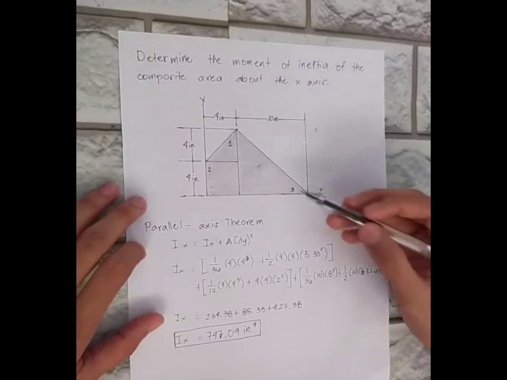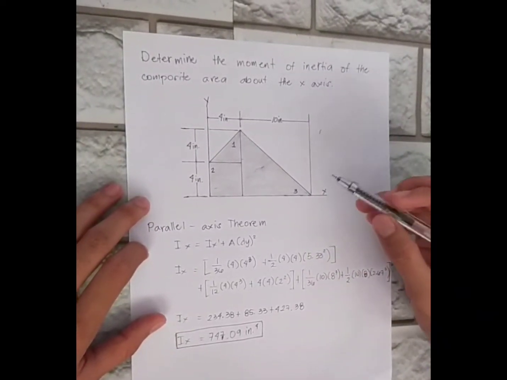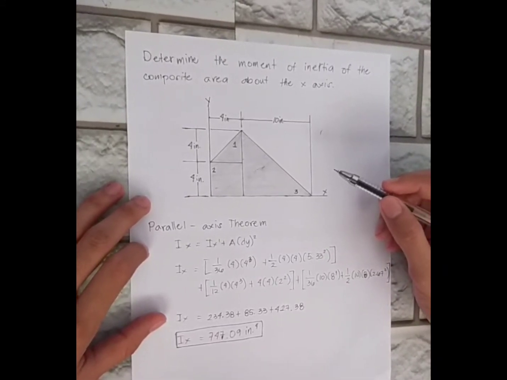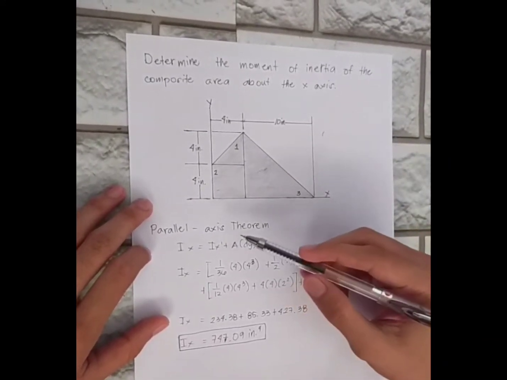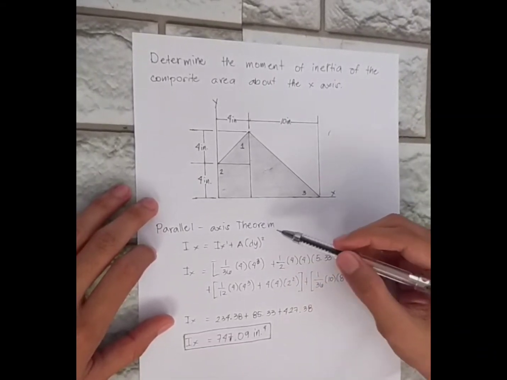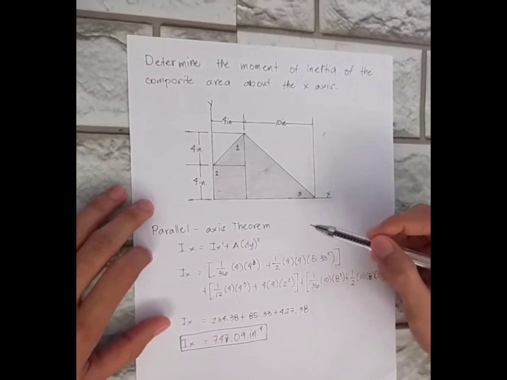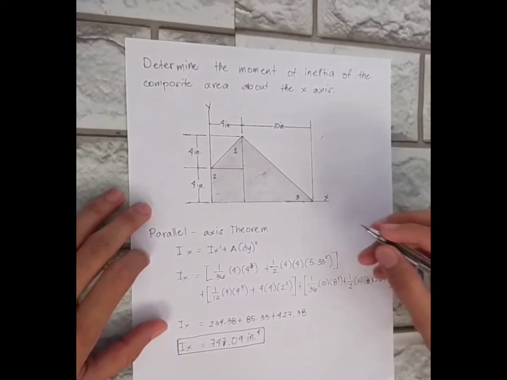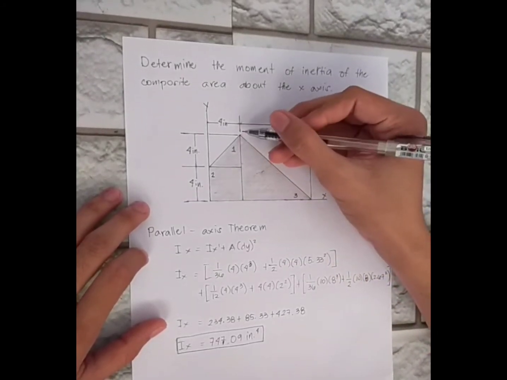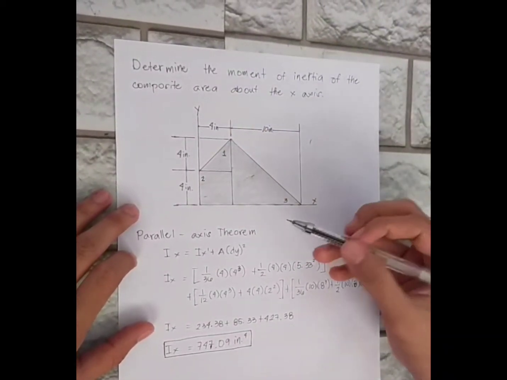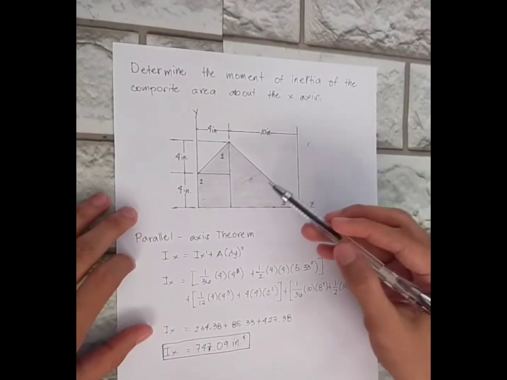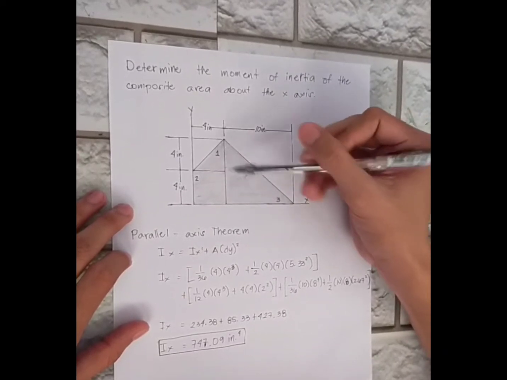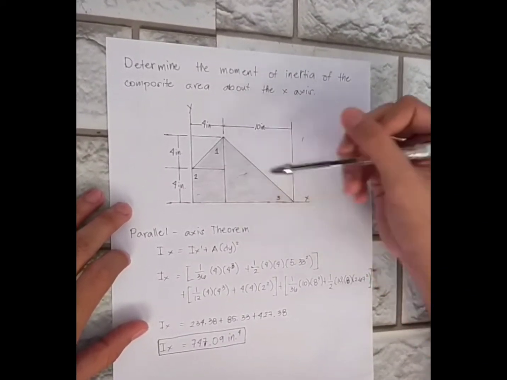Parallel axis theorem. Now, this is our second problem, to determine the moment of inertia of the composite area about the x-axis. So we are going to use the parallel axis theorem. This theorem is very important because it is used to find the moment of inertia of an area about any axis that passes through the centroid. This is our composite figure, and we divided it into 3 figures: the triangle, the square, and the big triangle.